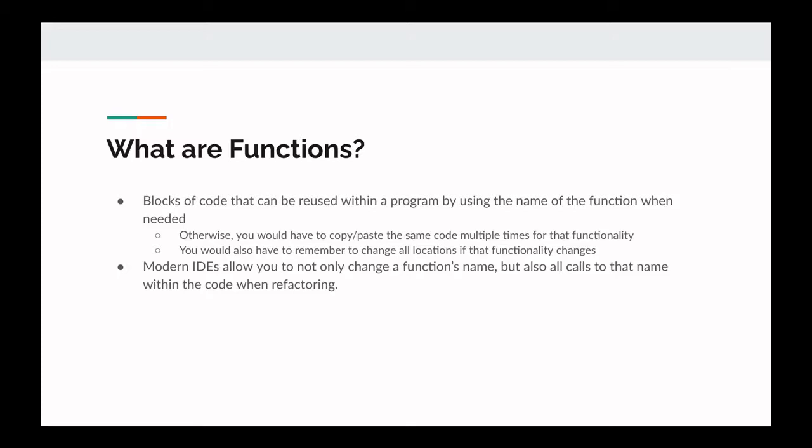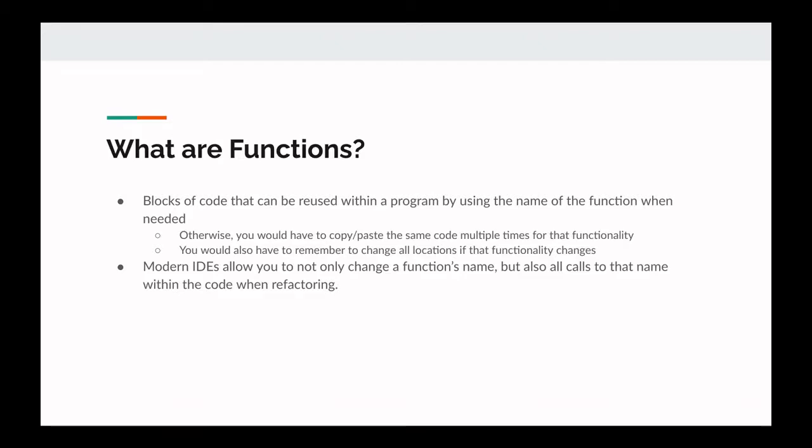And whenever you update your code, you would need to remember all of those locations where you had that functionality to update those. Whereas if you just have a function, all you have to do is change the function functionality, maybe the function name, and that's it. Everywhere that function is called is automatically updated with that single change to that function.